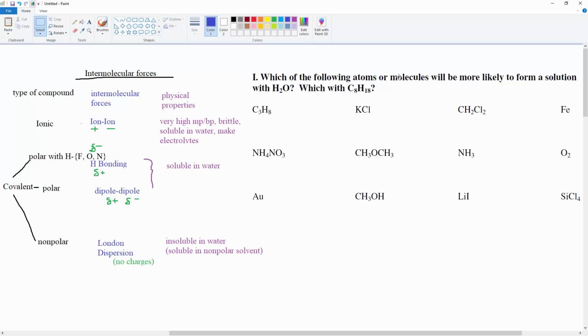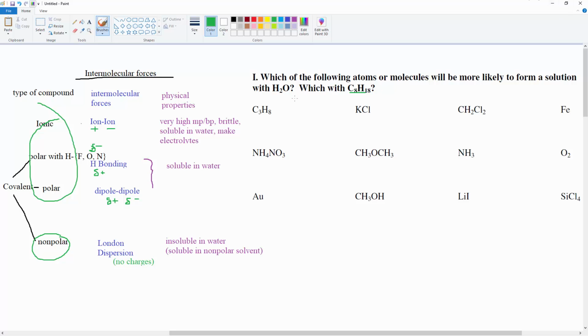So, which of the following atoms or molecules will be more likely to form a solution with water versus with C8H18, right? Water was given here because it is a polar hydrogen bonding thing. So you could easily say, all right, any of these ones is going to be soluble in water because of charges. And C8H18 is used as our nonpolar molecule here. As you can see if you look at that, carbon-carbon bonds will not be polar. Carbon-hydrogen bonds have such a small electronegativity difference that they're not polar.